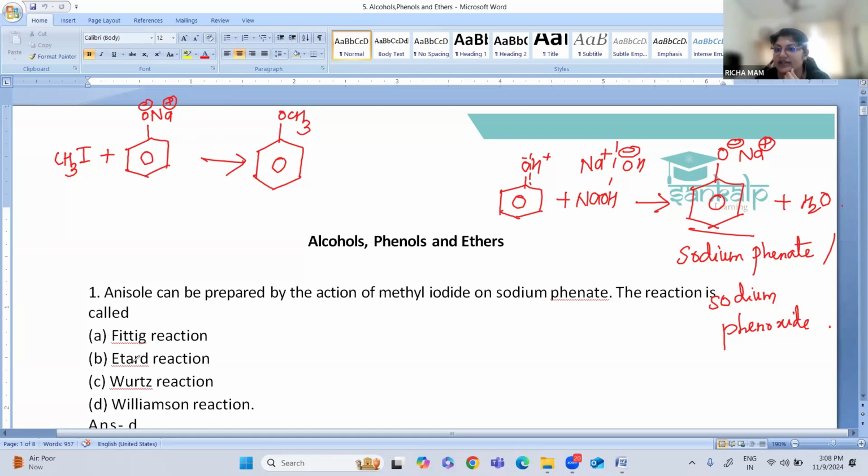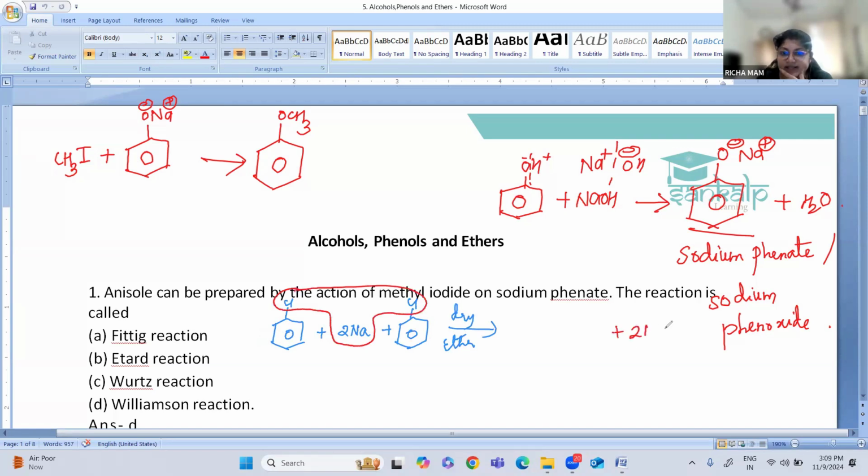Fittig reaction. What is Fittig reaction? In Fittig reaction, we take two aryl halides. Suppose I take chlorobenzene, it reacts with Na in the presence of dry ether. So again, one chlorobenzene in the presence of dry ether. What will be the product? This will be a byproduct, that is 2NaCl.